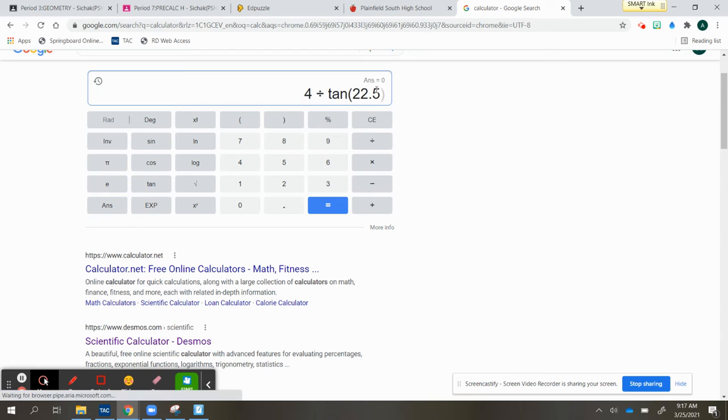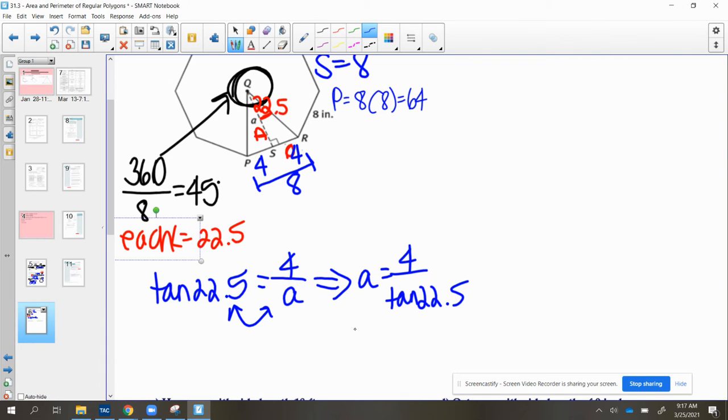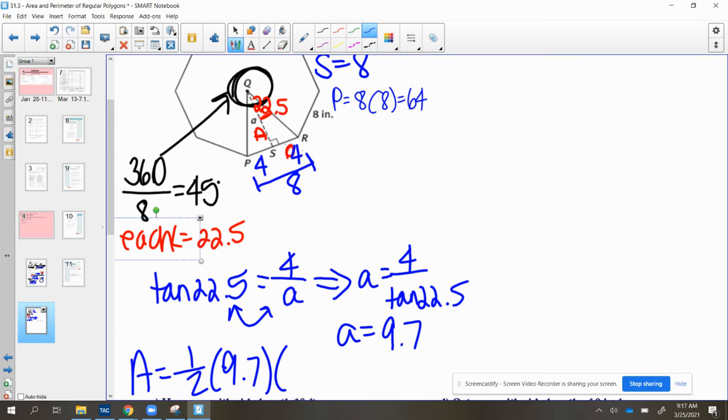Equals 9.7. Okay, so 9.7 is the length of our apothem. Finally, we have that apothem to be able to plug into half ap, so 1/2 apothem times the perimeter, which we had way back up top here was 64. Half of that, this would be 310.4.